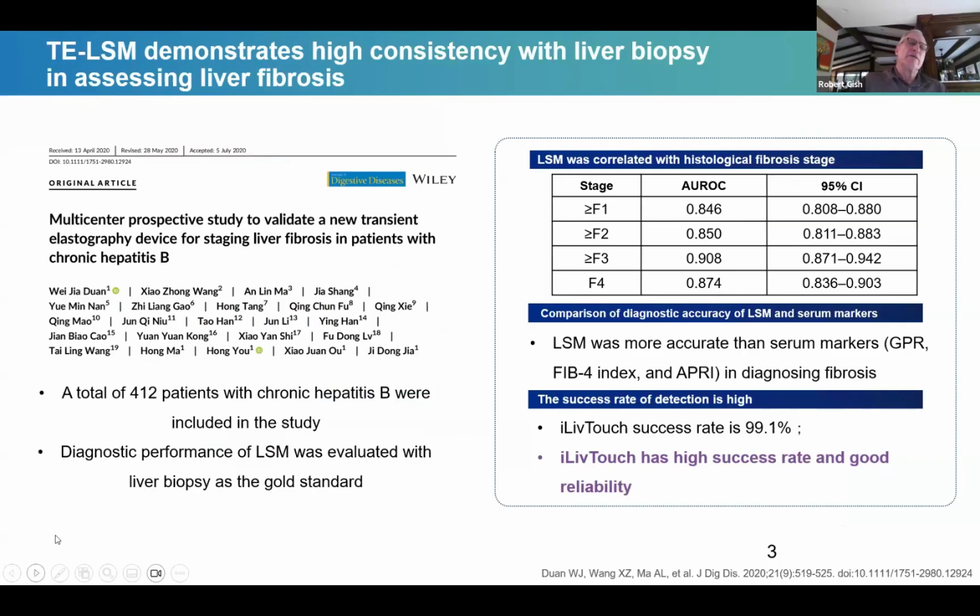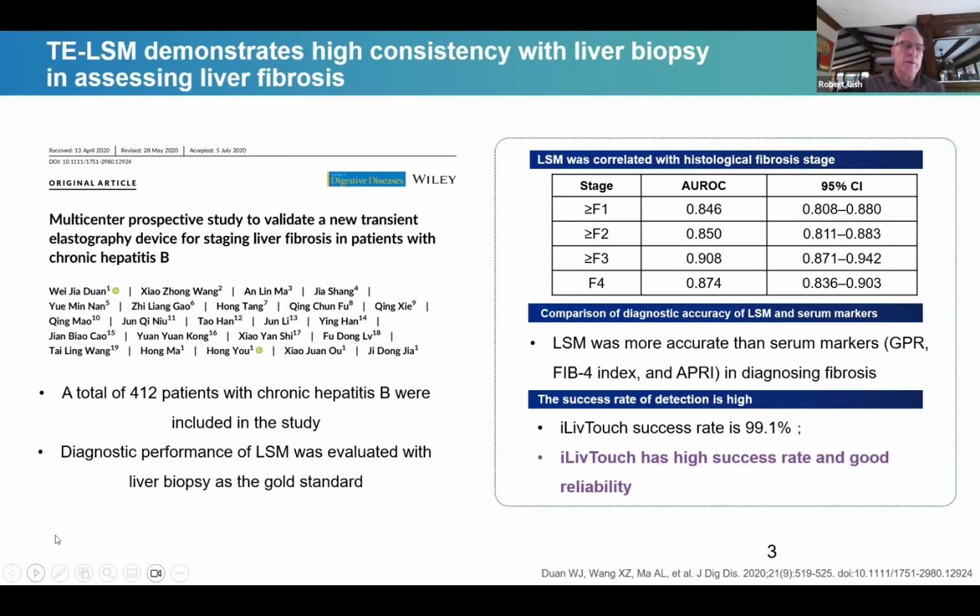This is just talking about comparing transient elastography, liver stiffness measurement, and comparing that to liver biopsy. This is one of the key questions that came in prior to the meeting. The people sent in their pre-questions. This is over 400 patients with hepatitis B. Liver biopsy data was available.